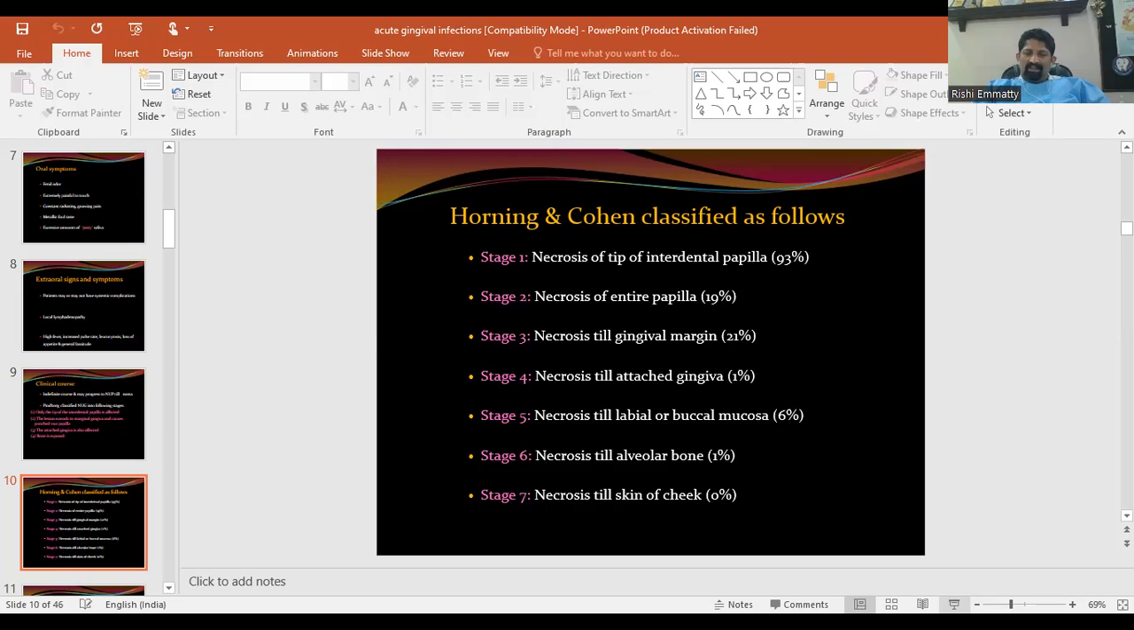And then it progresses to others, mainly affecting the bone. Stage 5 is necrosis till labial or buccal mucosa. So after that, the gingivitis is going to the buccal vestibule. That's up to 6%. And stage 6 is necrosis till alveolar bone, that is 1%. And necrosis till skin of cheek, that is 0%. That is stage 7.